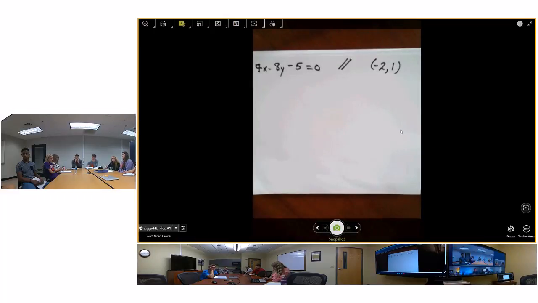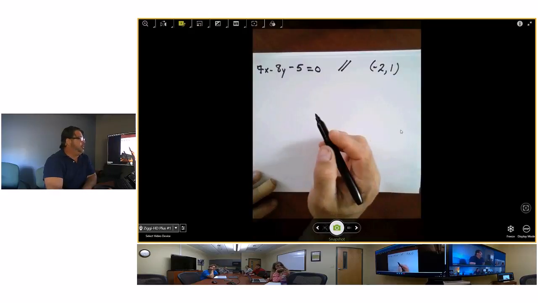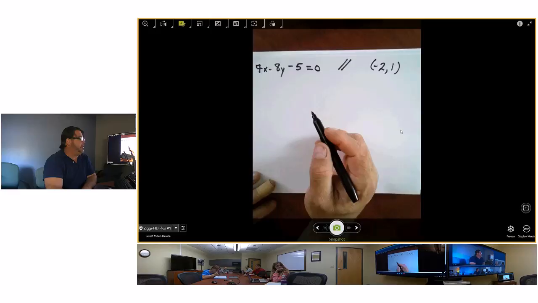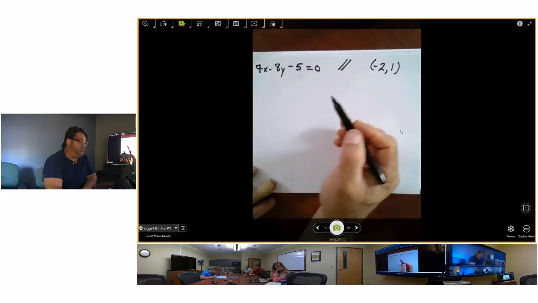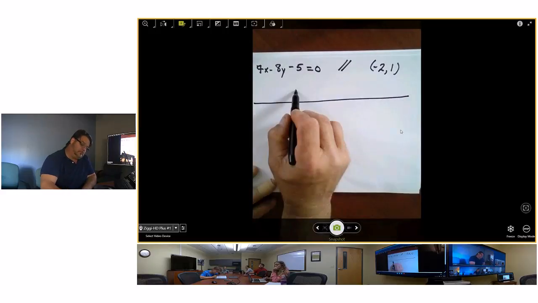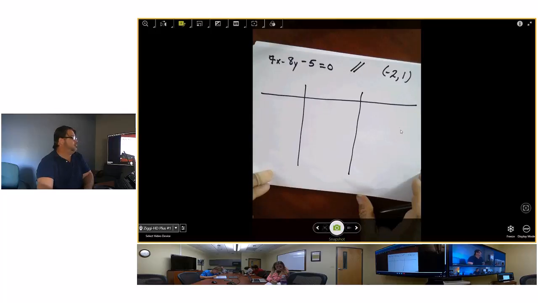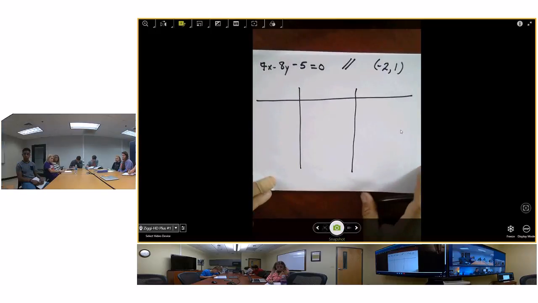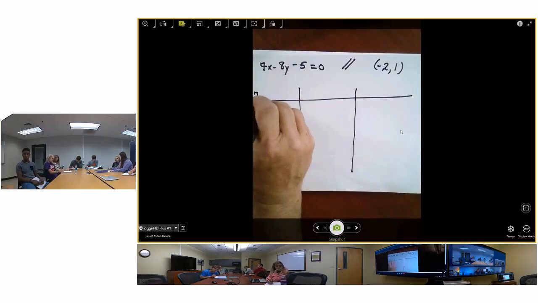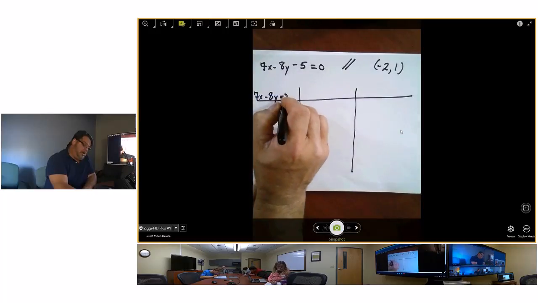Okay, what I tell students to do here is whenever you do one of these problems, go ahead and do both of them. Do both the parallel and the perpendicular so you can learn how to do it. This is what you do first. Draw a BA table. Put your equation right here: 7x minus 8y minus 5 is equal to 0.